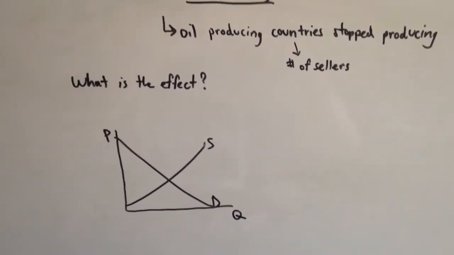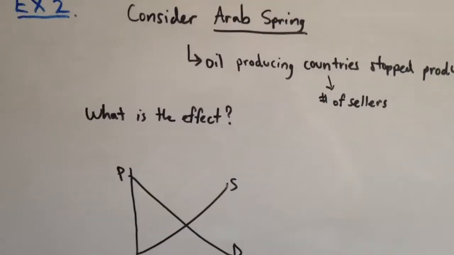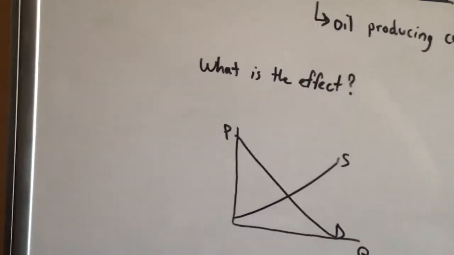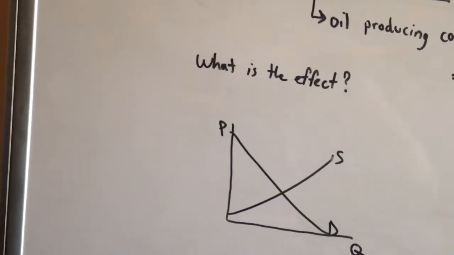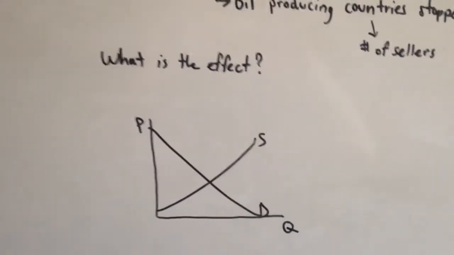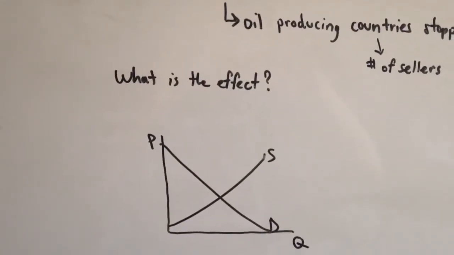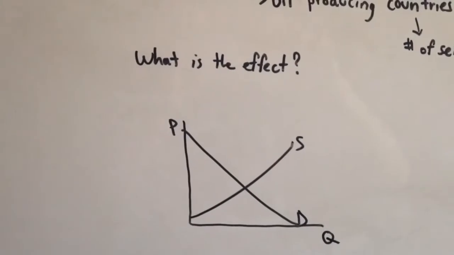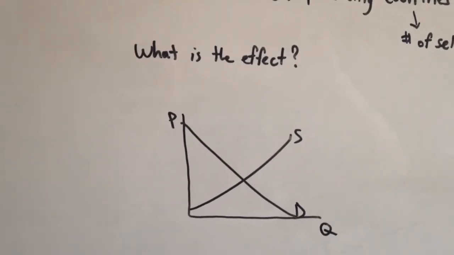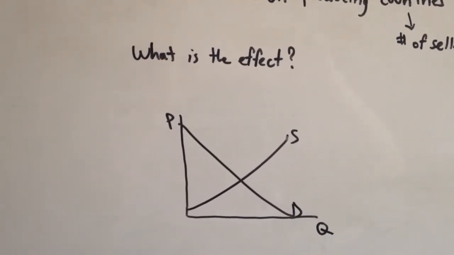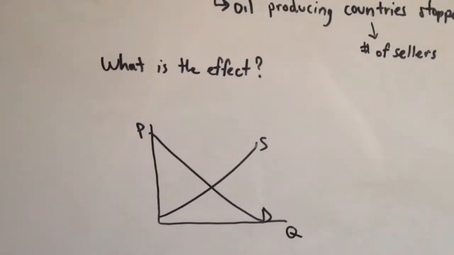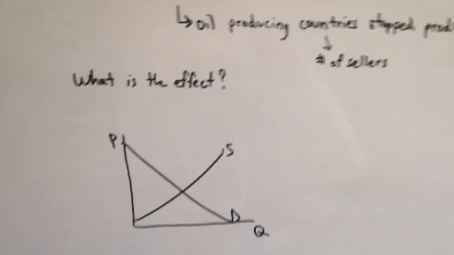Okay, since this affects sellers, the supply curve is affected. We know since number of sellers is a determinant of supply, the supply curve shifts to the left since the number of sellers is going down.